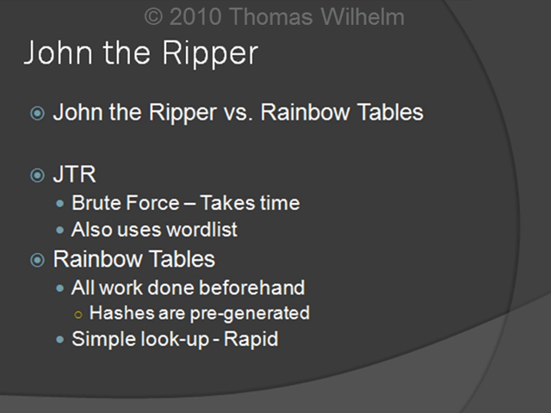Assuming, of course, you're talking about systems that are using SALT to encrypt their passwords. If they're not using SALT, as a reminder, you can use rainbow tables because the output from the encryption algorithm will always be the same if you use the same password going into it. Now again, the rainbow tables, all the work has been done beforehand. The hashes are pre-generated, and it's a fairly simple lookup. It's just a compare and contrast.